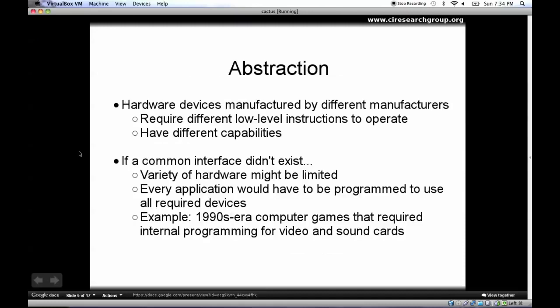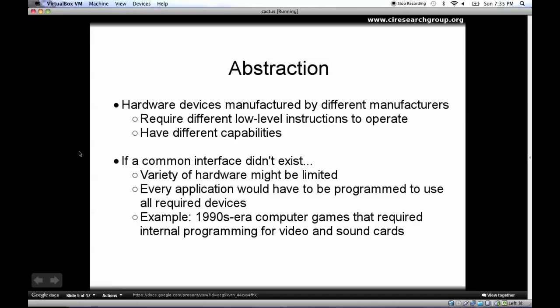Now, the abstraction features of the operating system allow hardware devices manufactured by different manufacturers to have the same interface within software for applications to use. These hardware devices all have different low-level instruction sets. They all have particular capabilities, features, and details that are unique to each hardware device. If we didn't have a common interface into these hardware devices, first of all, our variety of hardware might be limited, but worse, every application on the system would have to be programmed to use every single device on the system.